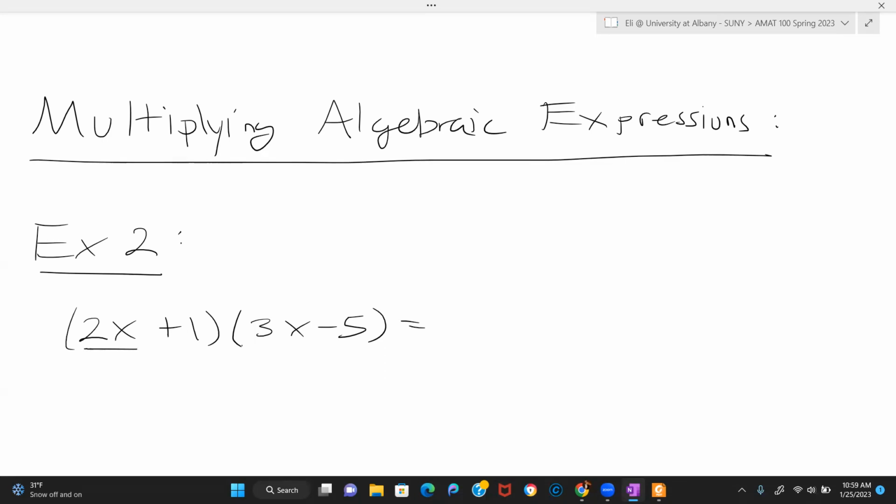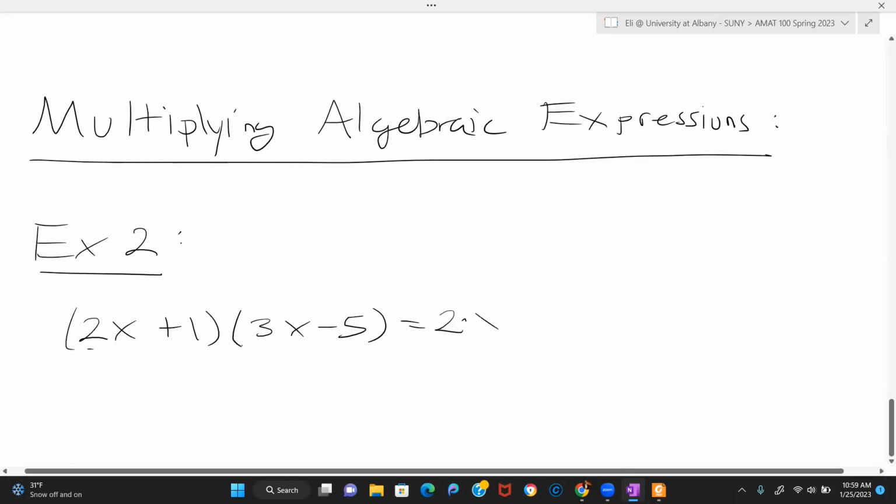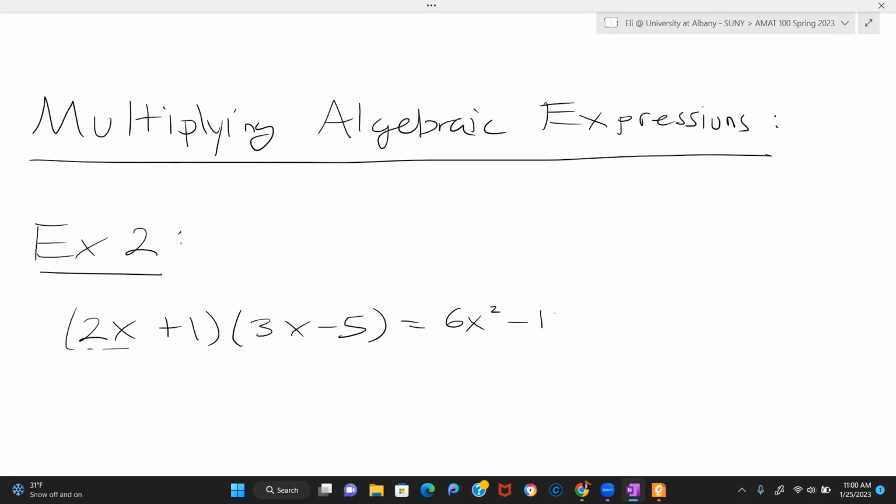So I'm going to multiply the 2x, and I'm going to distribute that through to the 3x and then the 5x. So I get 2x... Well, I guess I can just put that all together now, for this easy problem. So it's going to be 6x squared, and then I have this 2x, and then the -5, so it's going to be -10x. Now I'm going to take the 1, and distribute that through to the 3x and then the 5x. So I'm going to get plus 3x and then minus 5.